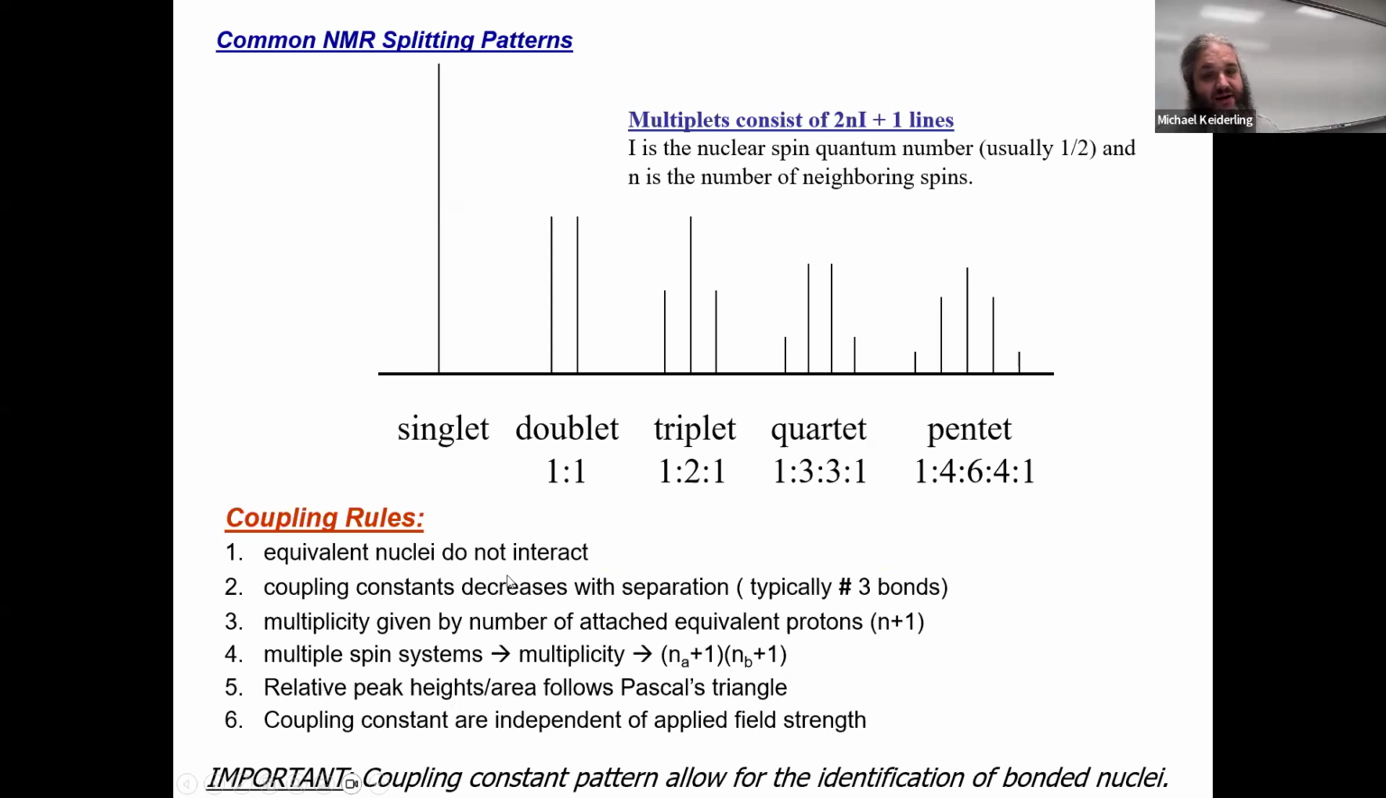So equivalent nuclei do not interact, and the coupling constants decrease with separation, and the multiplicity is given by the number of attached equivalent protons. And if you have multiple spin systems, the multiplicity is NA plus 1 times NB plus 1. And the relative peak heights and areas follow Pascal's triangle, and the coupling constant is independent of applied field strength.